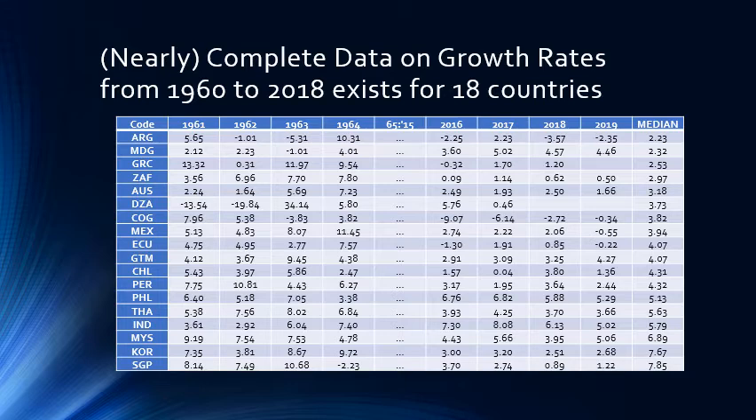So basically the dataset has 18 countries in it, and it has data from 1960 to 2018. Previously we analyzed the same dataset and calculated the median growth rates, and this dataset is organized by the median growth rate. So Argentina has the smallest median growth and Singapore has the highest median growth.